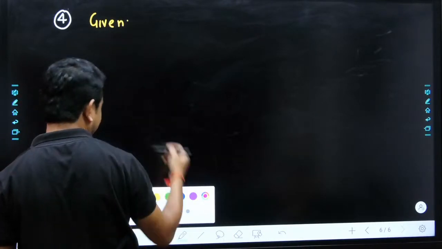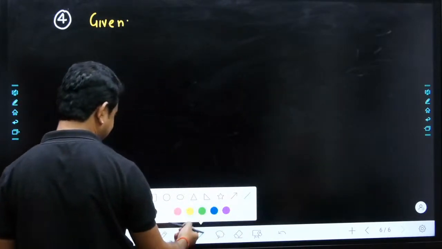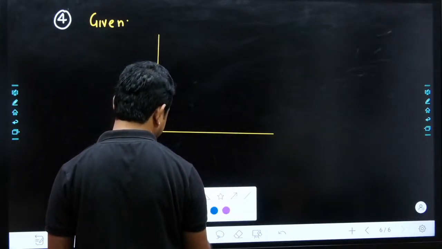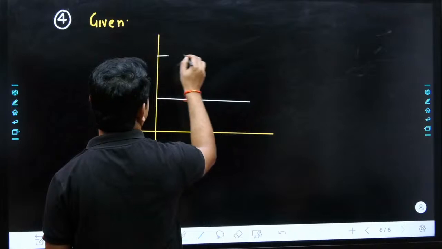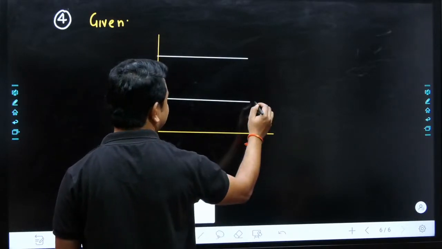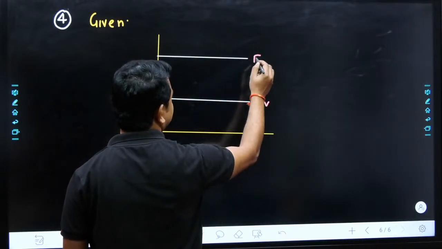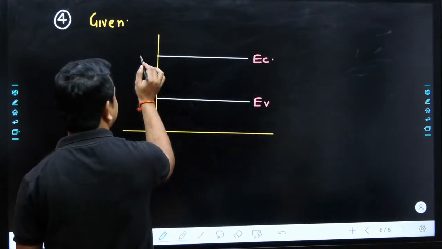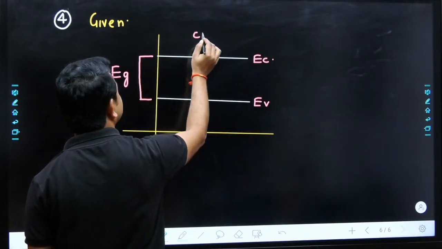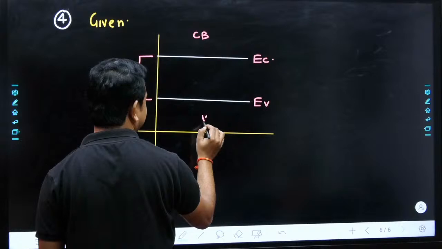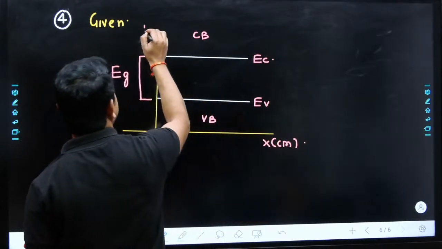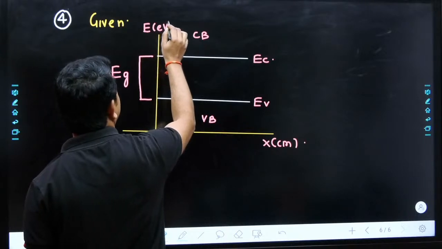Whatever will be the given thing, I just draw in a graphical model. So, we must draw two lines, and this is the location of the upper edge of the valence band. We just write this is EV, and this is the location of the lower edge of the conduction band, and this difference is nothing but the energy gap, and this is the conduction band, this is the valence band. Okay, we just know that this is x in centimeter, and this is energy in terms of electron volt.